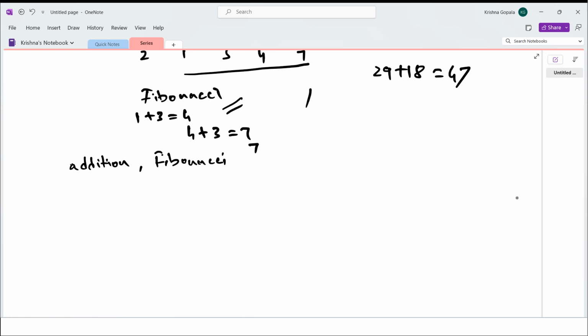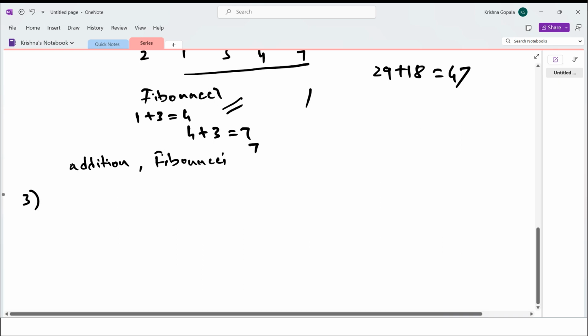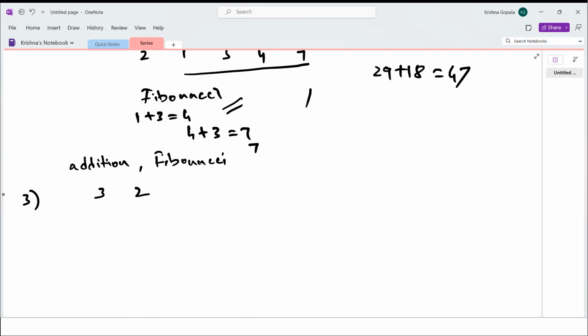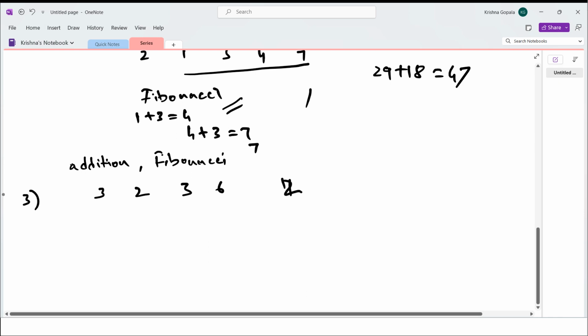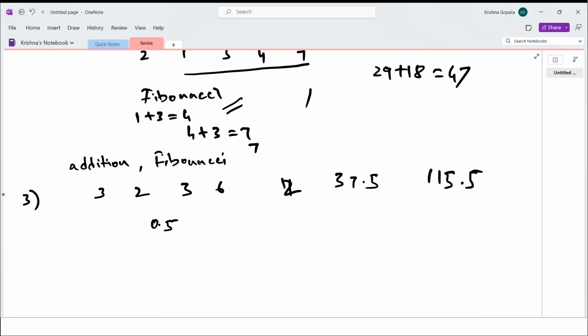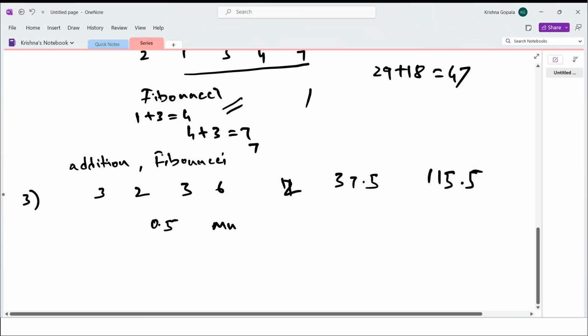Let's take another problem. 3, 2, 3, 6, 12, 12, 37.5, and 15.5. Let's take this one. There are 0.5s. That means a number is becoming 0.5. That means there must be some multiplication or addition or both with some kind of 0.5. Otherwise, you can't make a normal number as 0.5, right?